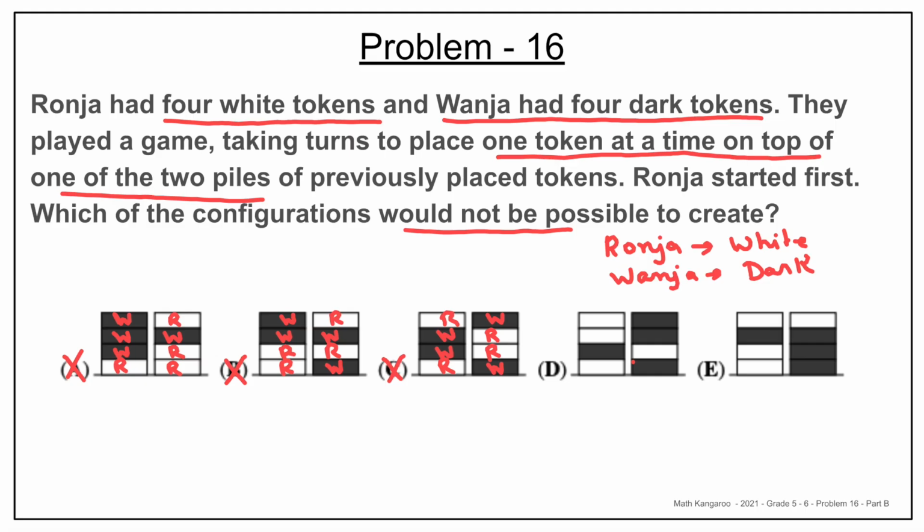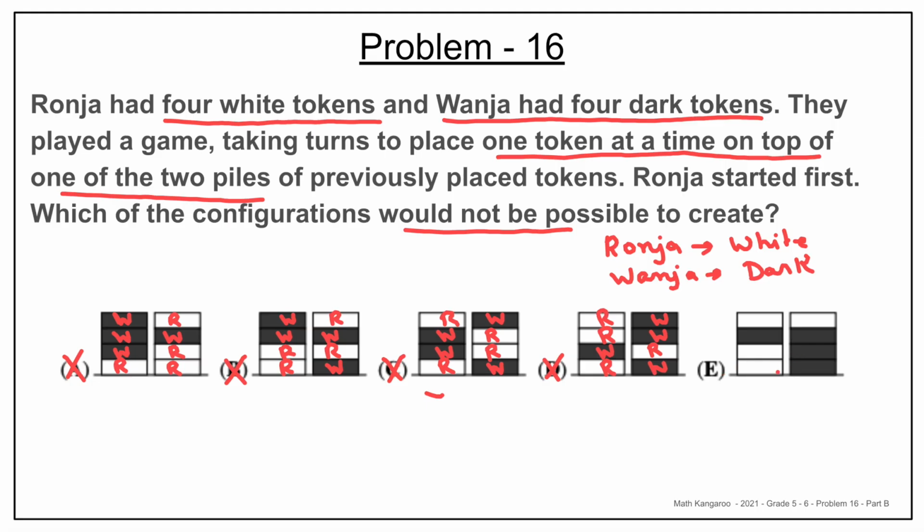Option D. Ronza starts here, Wanza put here, then Ronza put it here, Wanza put it here, and then Ronza put again here, Wanza put it here, Ronza put here, and Wanza. So this is also possible. So this is not our answer. We eliminate it.